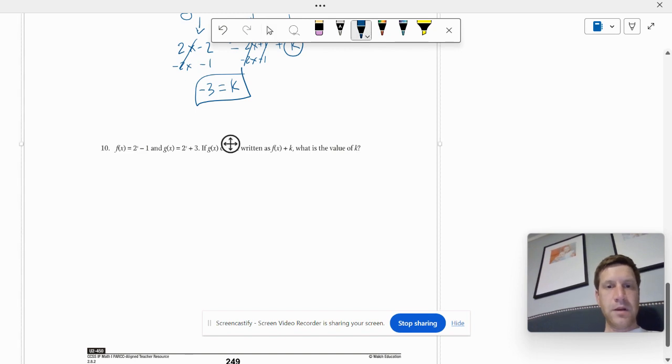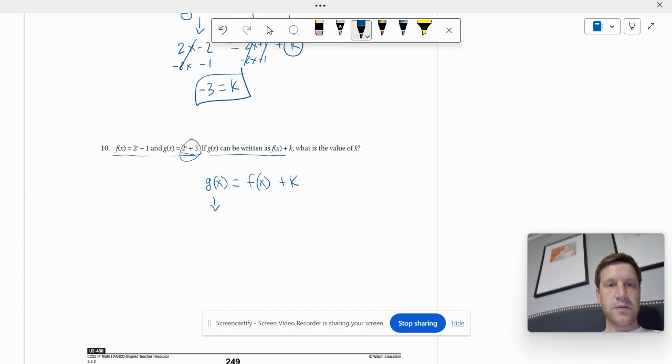Next. Same thing. I have f of x. I have g of x. G of x can be written as, so g of x is equal to f of x plus k. I think it's the same setup. G of x is really 2 to the x plus 3. F of x is really 2 to the x minus 1, and then I still have my plus k. That's what I want to solve for, is k.